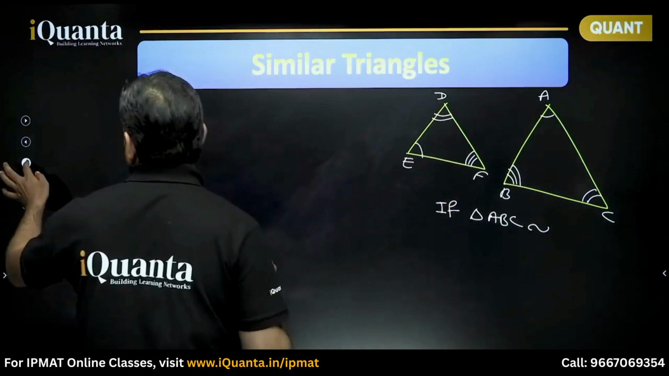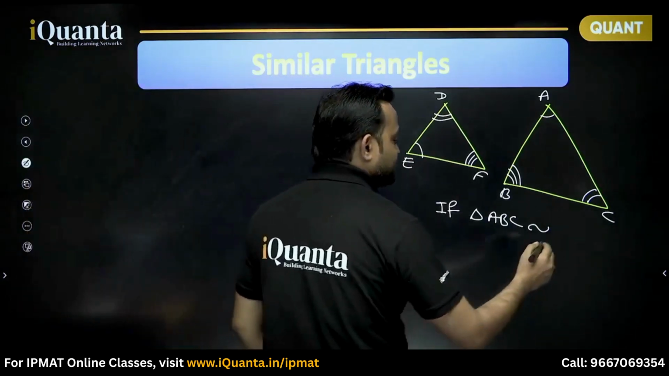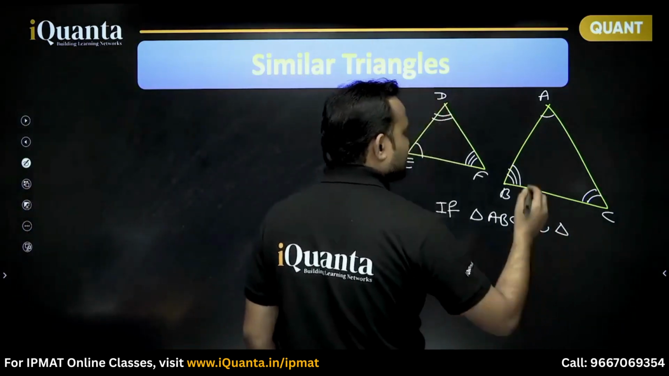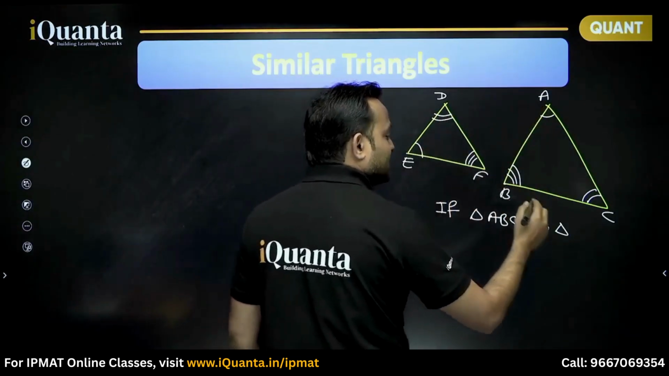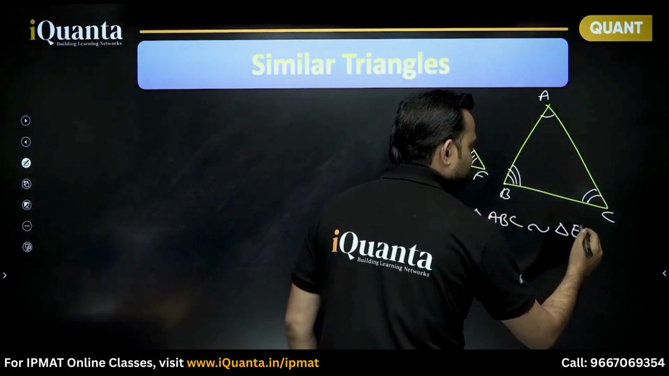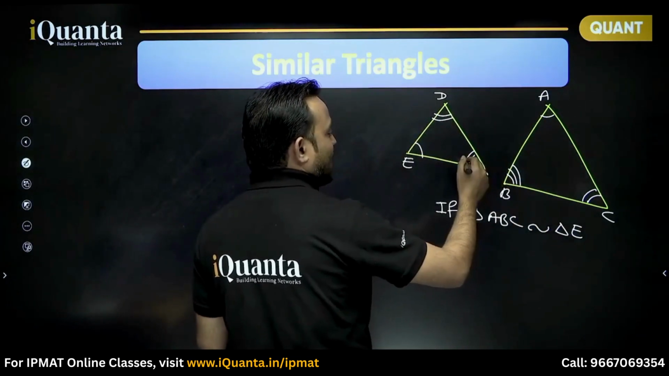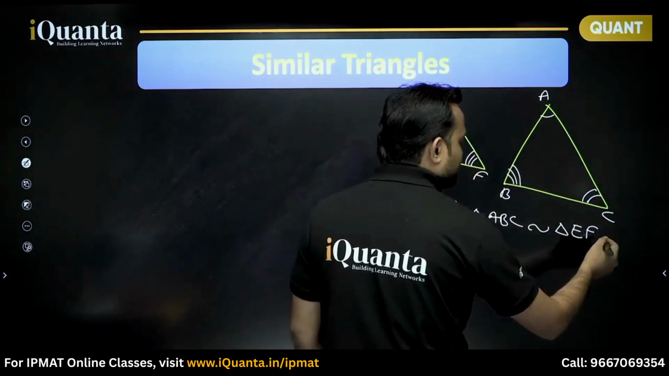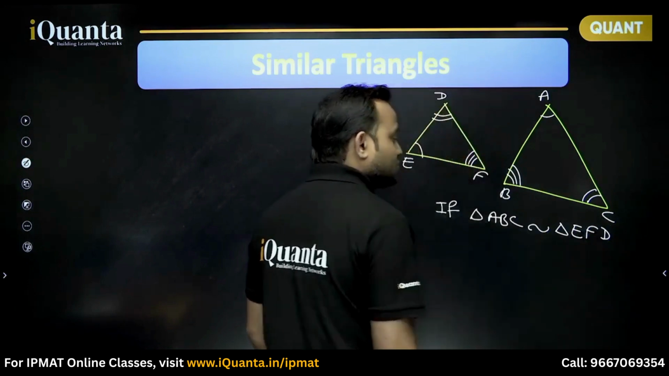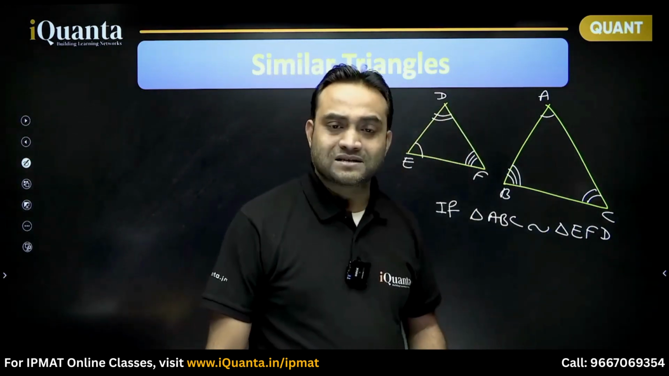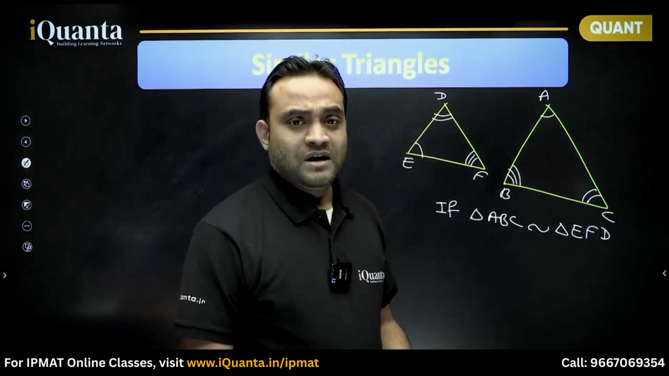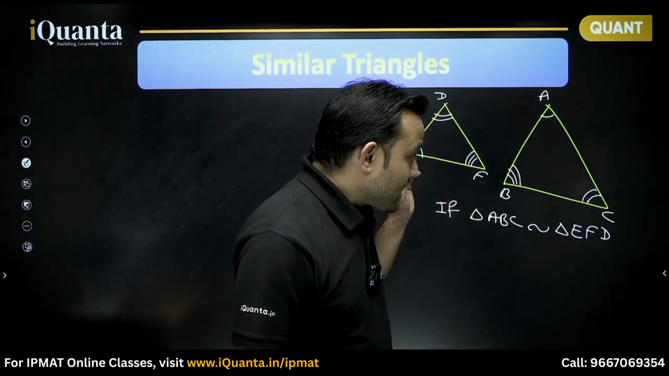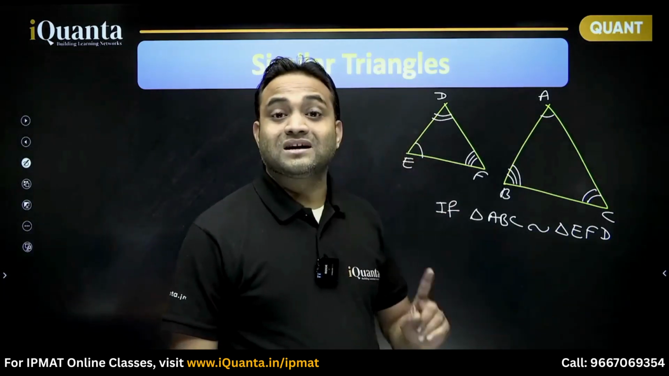What is that corresponding way? Triangle ABC is similar to triangle, now see, angle A is equal to angle E, so you should write E. Angle B is equal to angle F, so you should write F here. And the remaining angle C will be equal to angle D. Because if you write in this way, you get the correct side ratio.